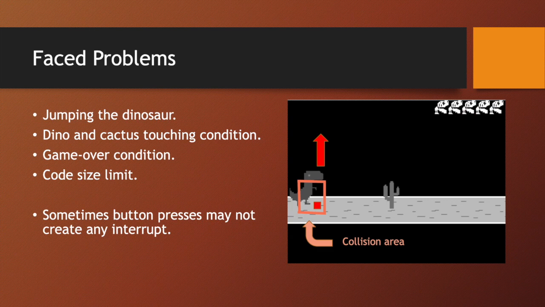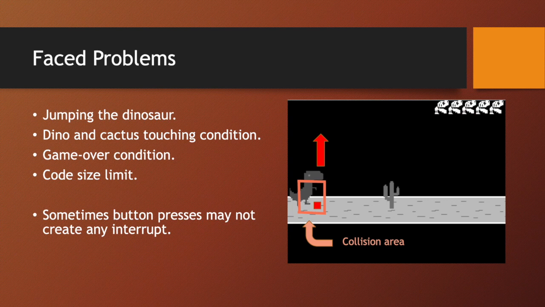We faced so many difficulties during the implementation of this game, such as the dino jumping, touching condition, game over condition, and code size limits. For most of it, we handled it by using RAM. We store 10 or 15 variables in RAM and use them for checking different conditions. We wanted to add more visual objects, but the code size limit limited us.